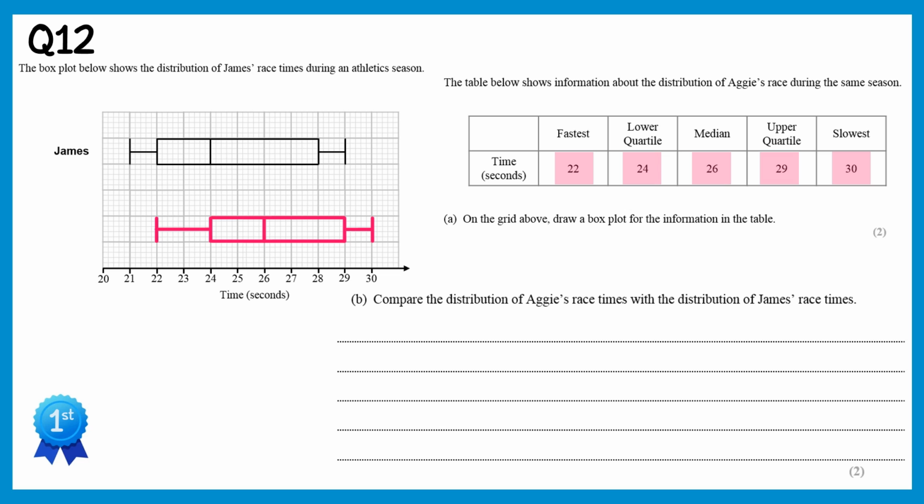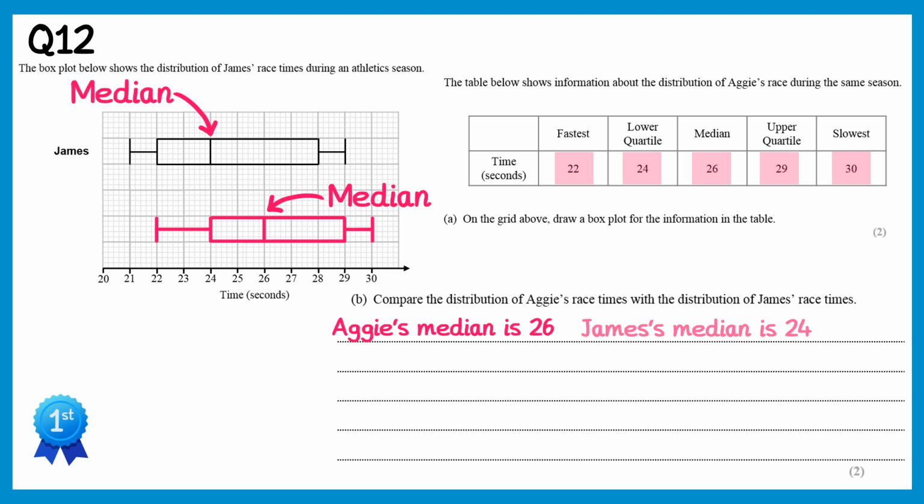For part B, we need to compare the race times for Aggie and James. We'll start by comparing the medians. You can see Aggie's median here is 26, and James's median here is 24. This tells us that James was faster on average as his median was lower.